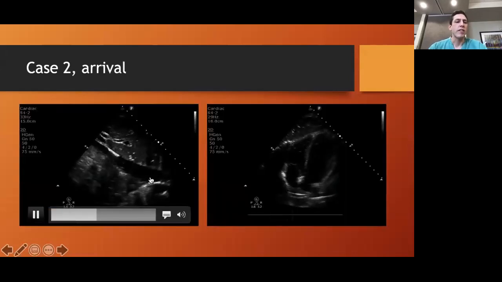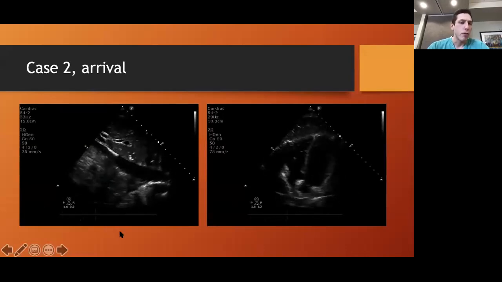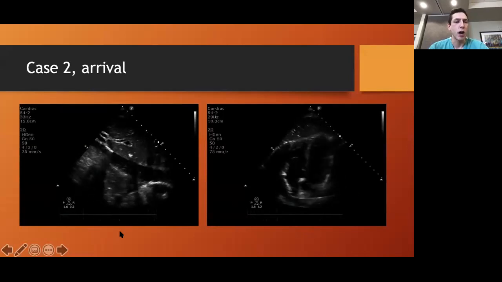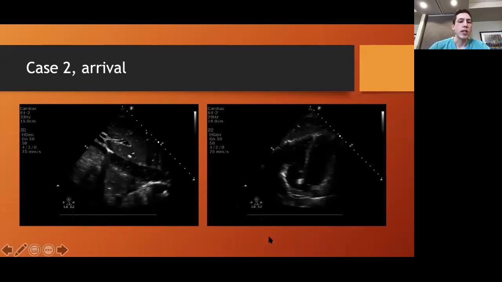So here is his IVC on arrival. It's kind of mid-range, not very collapsible. Once again, this is an intubated patient, so we can't really draw much conclusion about the CVP from that. It may be high, it may be low. And on the right, we see a forward chamber view of the heart. This is kind of a modified apical view.